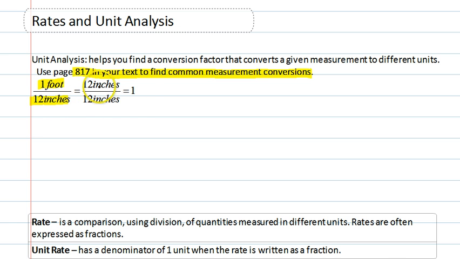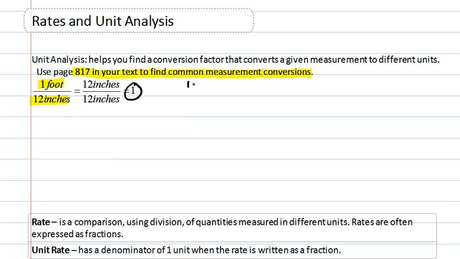Here's an example of how a conversion factor works. If I have 1 foot over 12 inches, that's basically the same as 12 inches over 12 inches, because there's 12 inches in 1 foot. This is the same value. They're equal to each other. Well, 12 over 12 is 1, so basically the value of this conversion factor, or any conversion factor you might use, is 1.